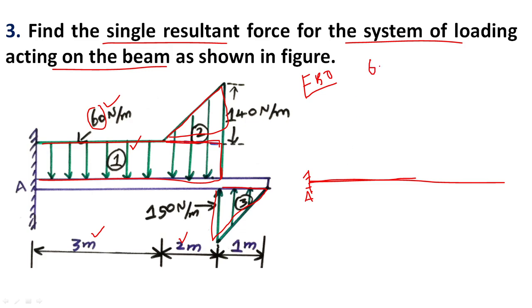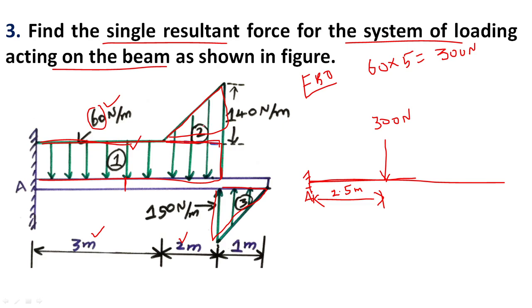So 60 newton times the length of the load, 5, gives 300 newton. This load acts at the middle point of the beam, since it is uniformly distributed: 3 plus 2 is 5, so the distance of the acting load is 2.5 meters. So this uniformly distributed load is converted to a single load of 60 into 5, which is 300 newton, at a distance of 2.5.